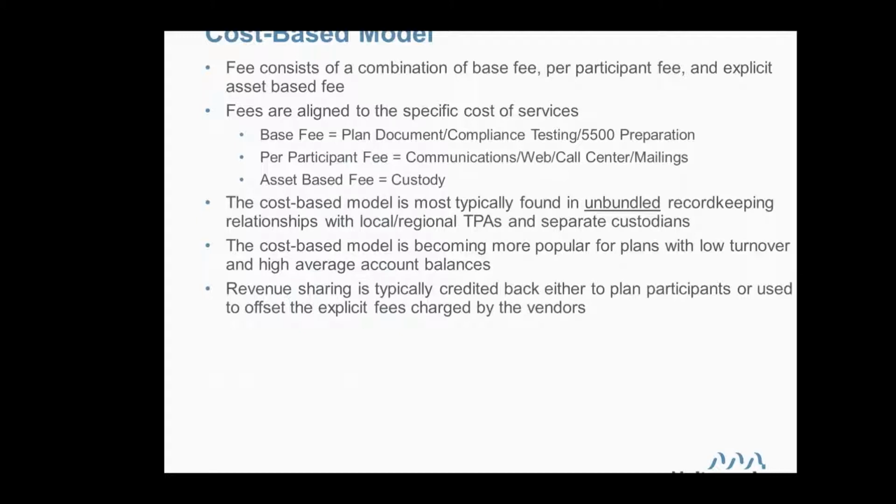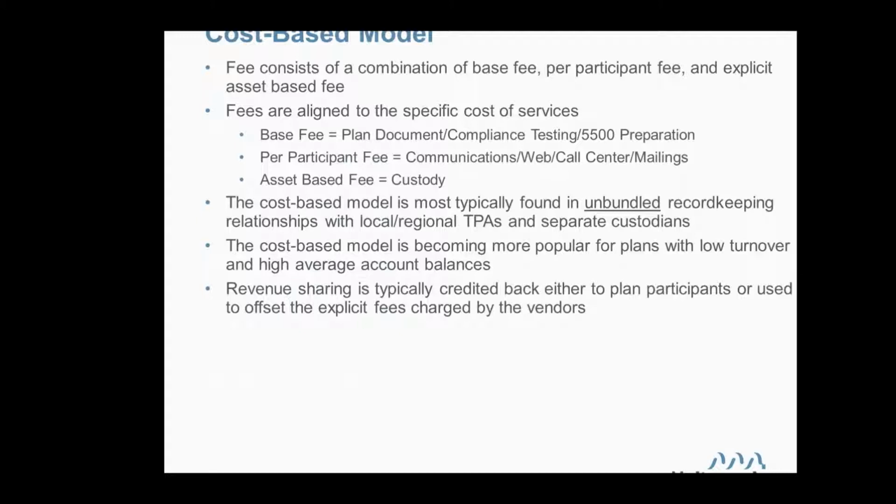Then there's per participant fees, usually a hard dollar number per participant. This is generally for the marginal expense of servicing your growing population, and it's for communications, web and call centers, and then other mailings that the record keeper has to do. And then there's usually an asset-based fee, which could be for record keeping, but it's almost always for custody services in the cost-based model.